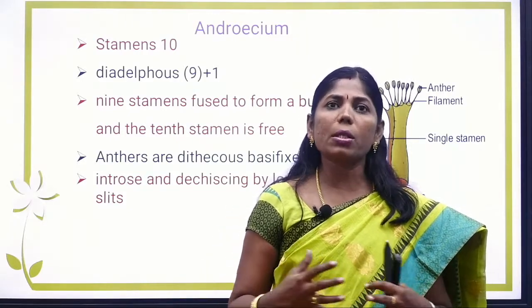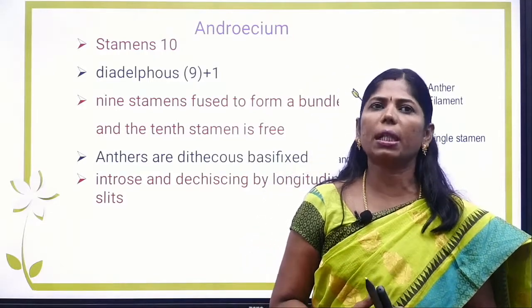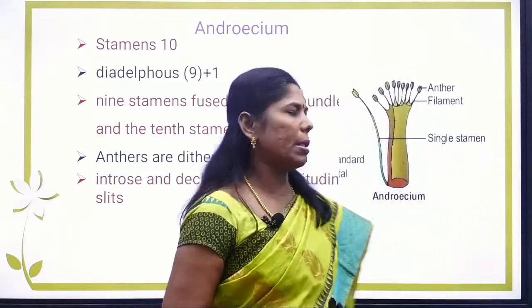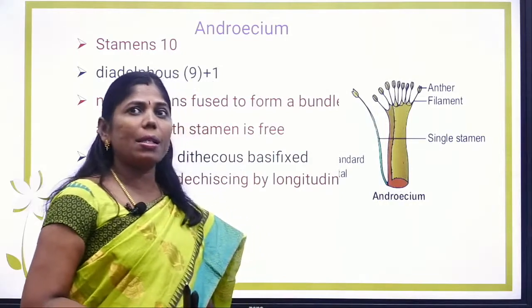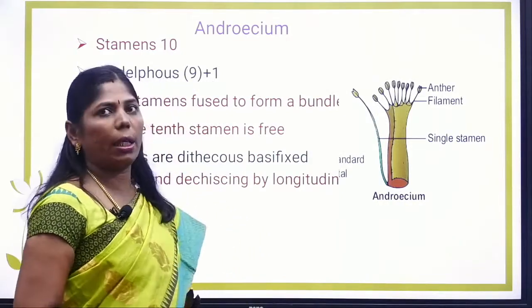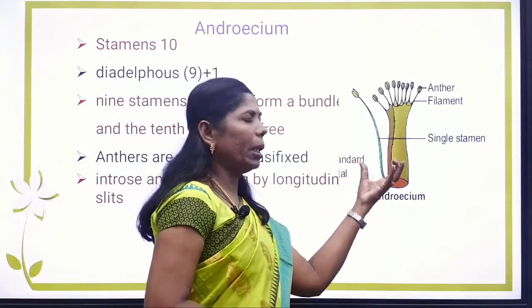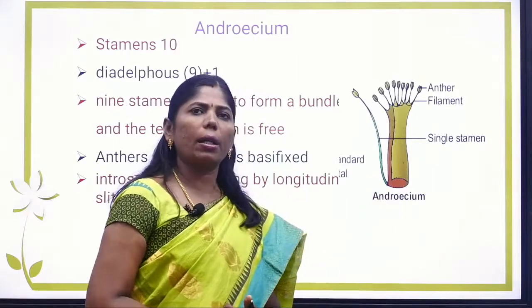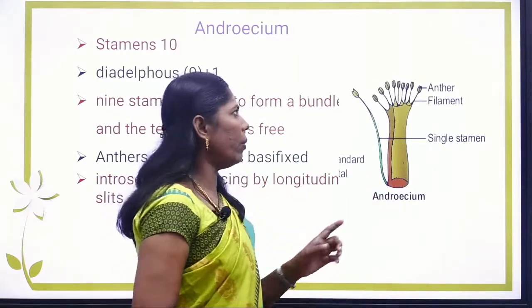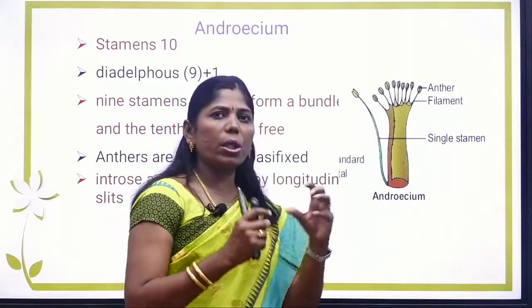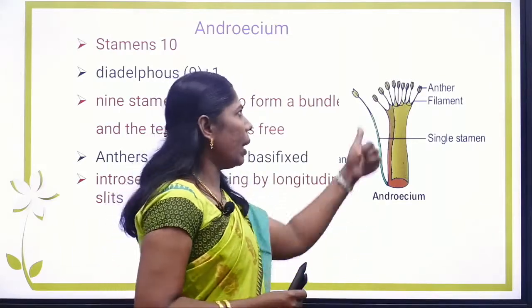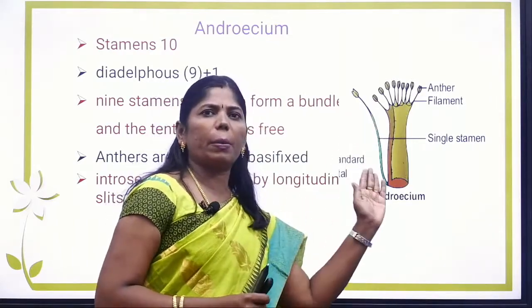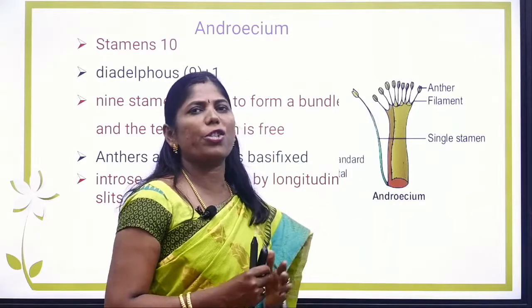Okay, so how many stamens are present in Clitoria ternatea? It has 10 stamens here. How are they arranged? Looking at how the 10 stamens are arranged, they form a diadelphous condition. Diadelphous means it has 2 bundles. Okay, 9 stamens are together forming a single bundle, and only one forms another bundle. Okay, so it is in a 9 plus 1 arrangement.